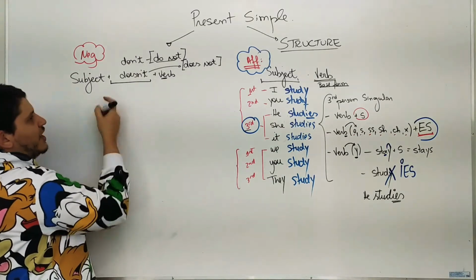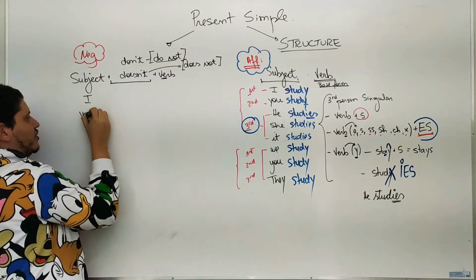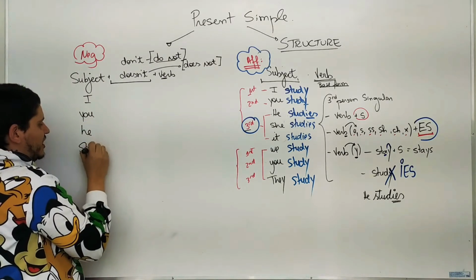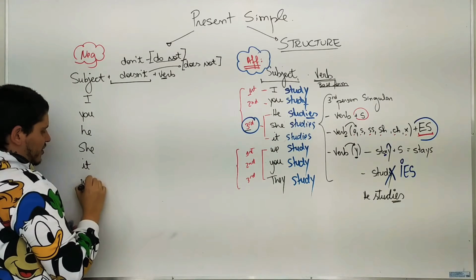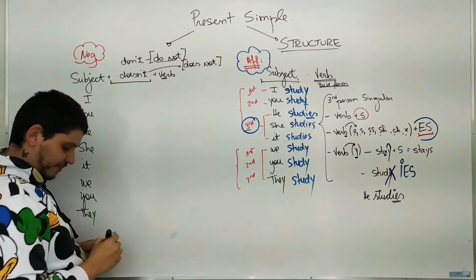What happens? Good. We have all the persons of the discourse. I, you, he, she, it, we, you, and they.